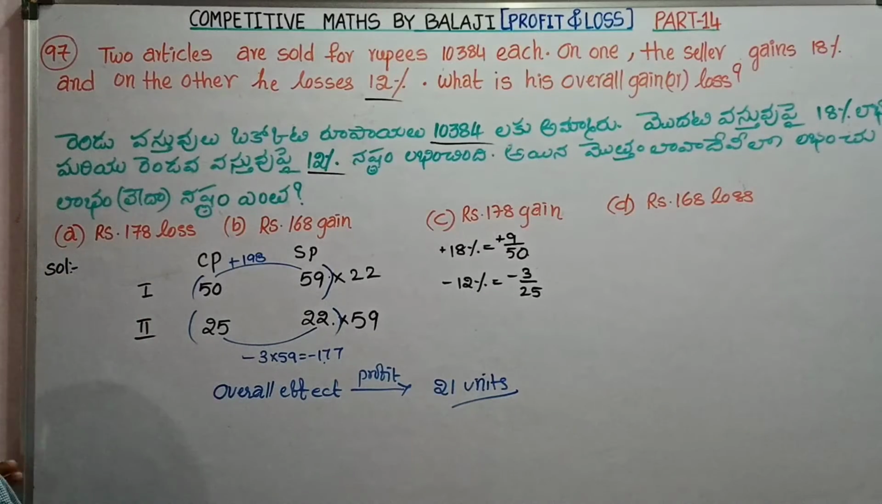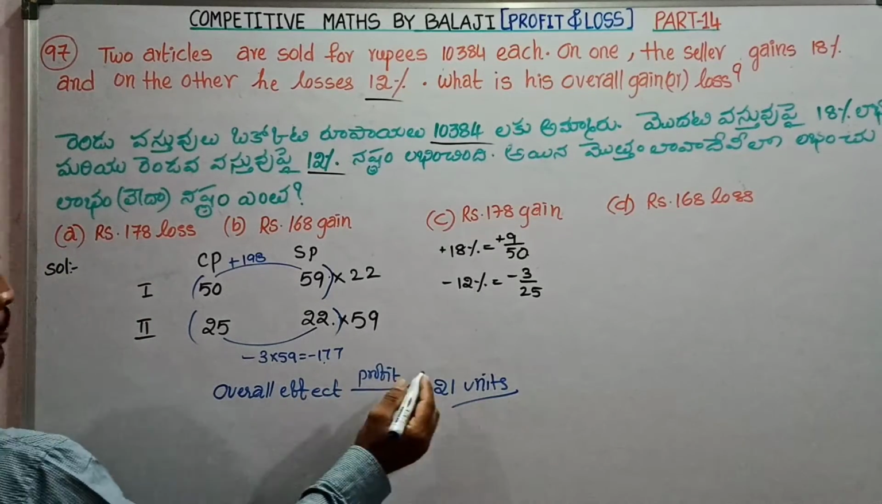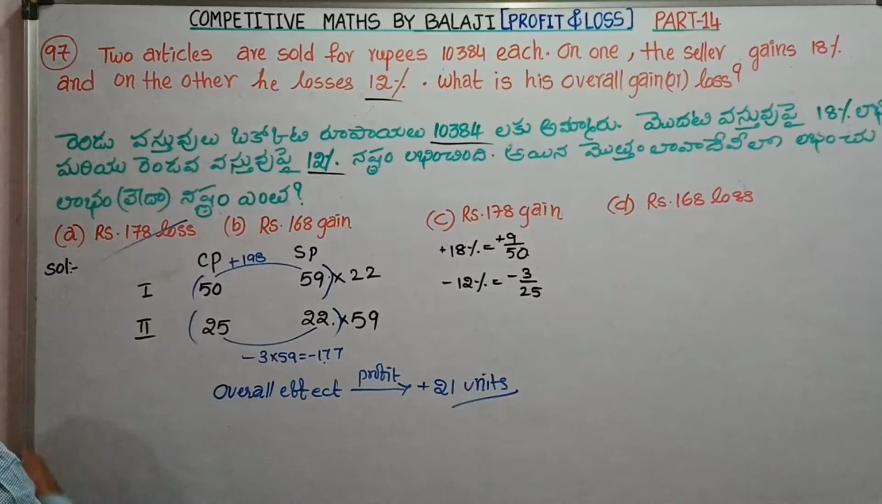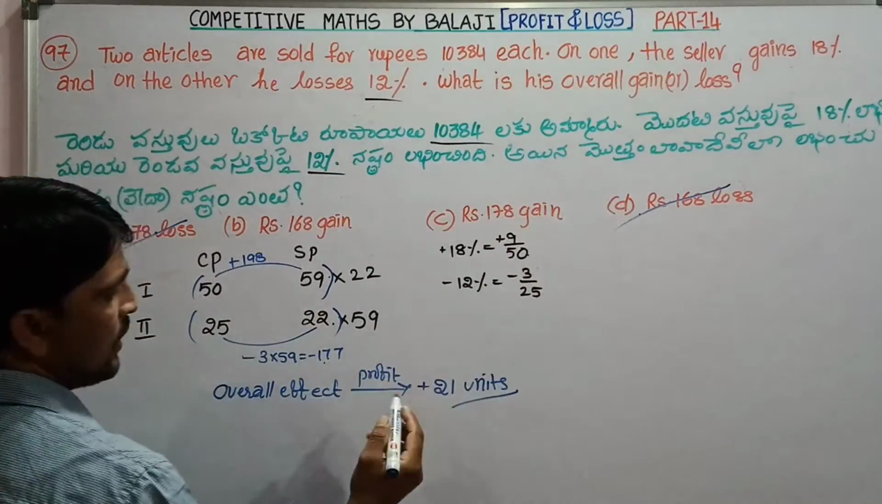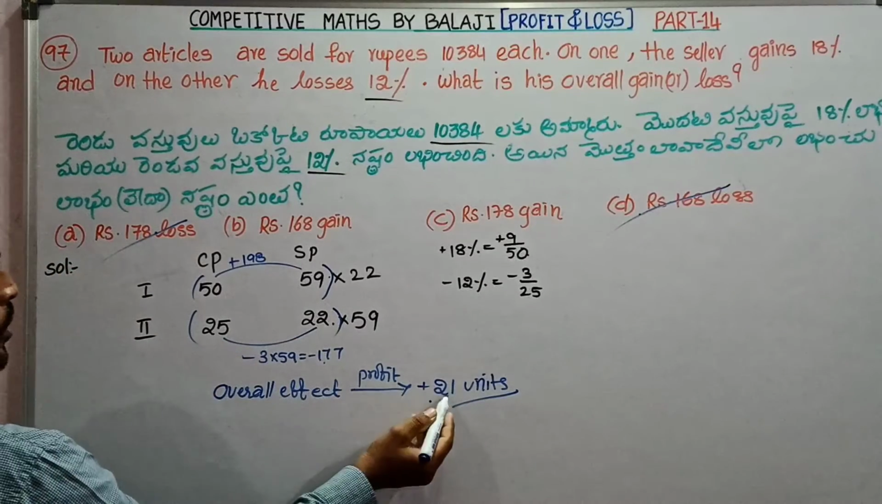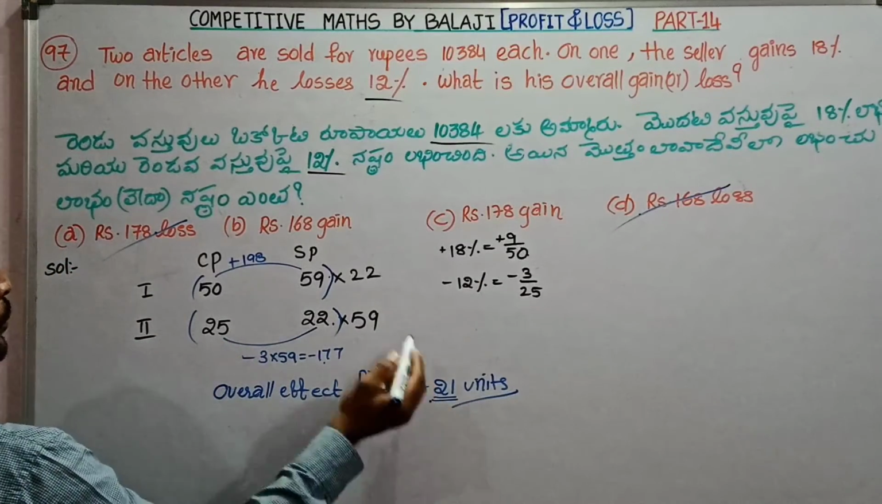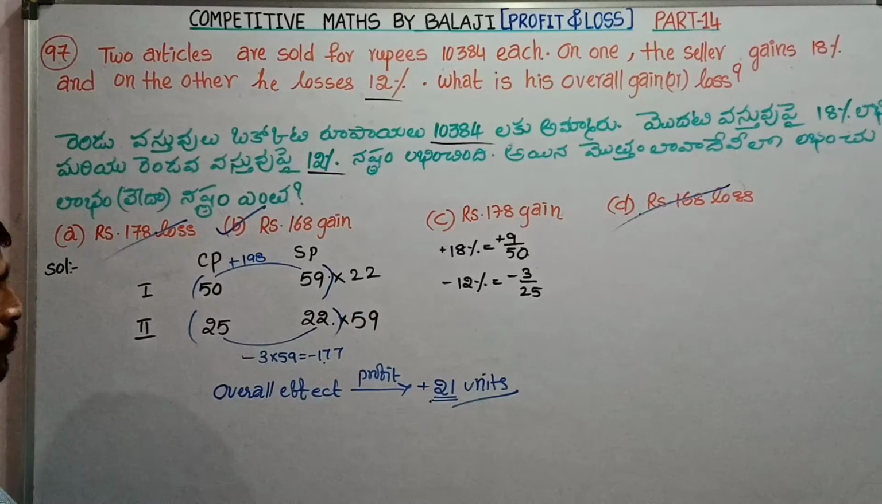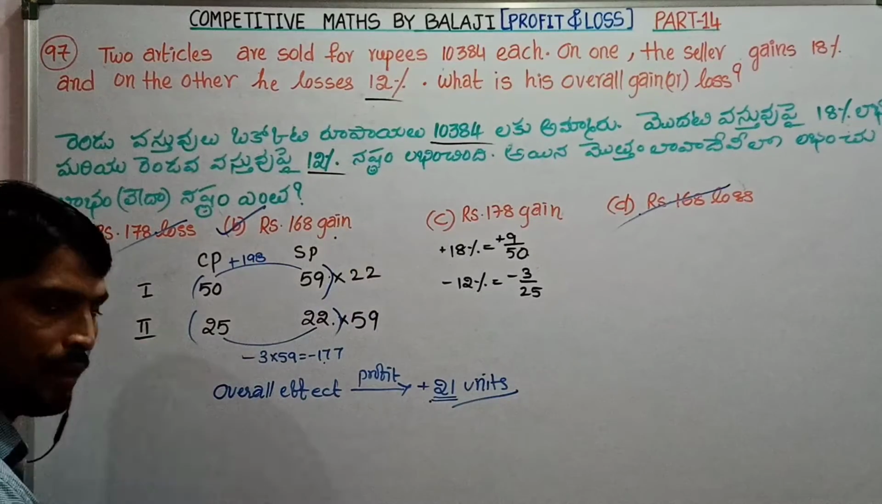So answer must be a multiple of 21 and there is a profit. So the first two are not answers as we get profit. And profit must be a multiple of 21. 168 is a multiple of 21 and gain percent. So answer is B. Okay.